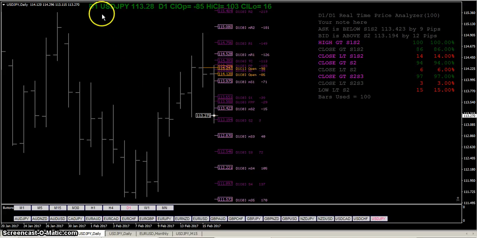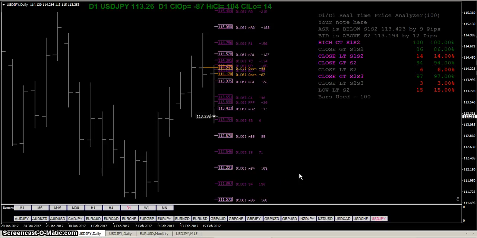So right here we're looking at the yen. I'm using the daily time frame because I want to see what's happened. Now this is the real-time price analyzer. We're going to look at 100 bars of data. And I have a place where you can put a note to yourself here. So if you have different screens, you can say which one, what you're trying to do. So I've got it defaulting to pivots.